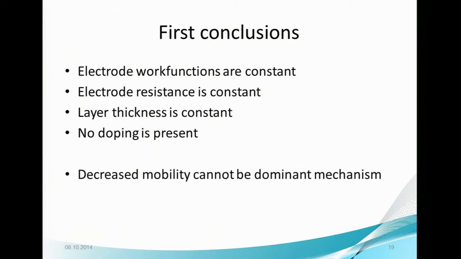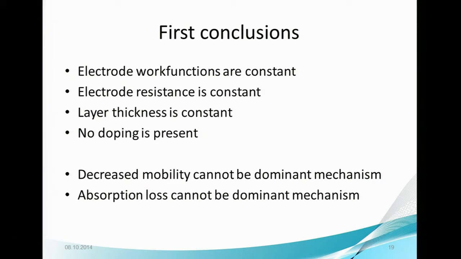And we can already exclude some mechanisms. So we can exclude that the decreased mobility is responsible for the degradation. We can exclude that there is an absorption loss which is dominant. There might be some absorption loss, but it's not a dominant mechanism. And also traps cannot be the dominant mechanism. So from this combination of different experiments, you can already conclude this. And now you can try to start modeling with all this information already available.